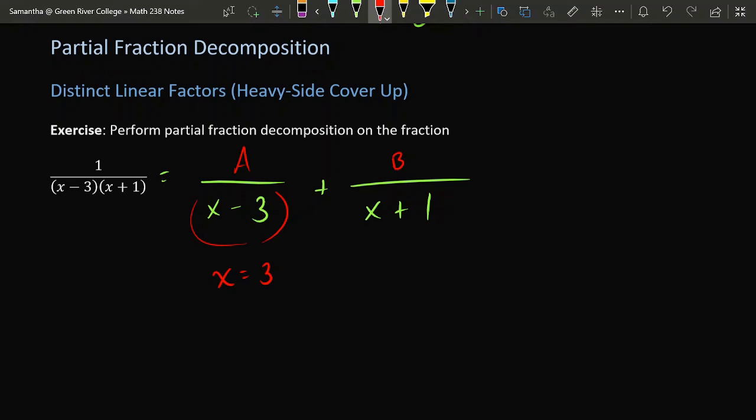So I'm going to go over to the left side of the equation, the Heaviside side of the equation, and cover up the factor x minus 3 that I'm working on right now. And I'm going to plug x equals positive 3 into the expression that remains. 1 over x plus 1 becomes 1 over 3 plus 1. That number, 1/4, is the coefficient on the top of this fraction.